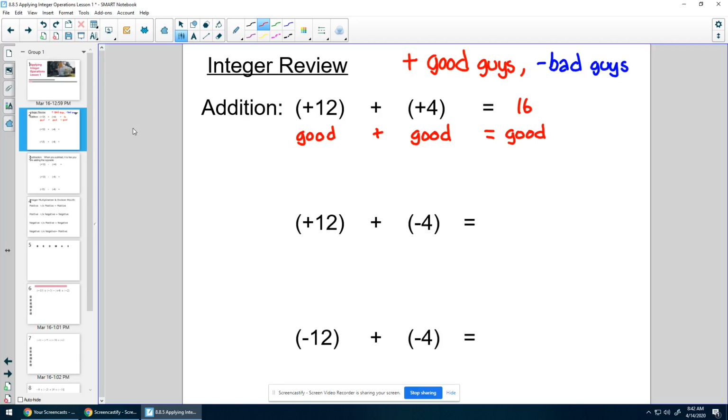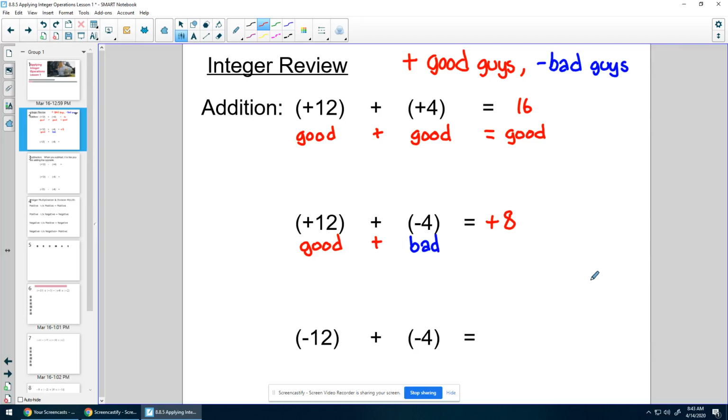Okay, next one. We have positive 12, good guys, plus negative 4, bad guys. So now, we look at this. We have two different teams. Which is the bigger team? Well, that's the positive, right? So we know that our answer has to be positive. And then we look at the difference between 12 and 4. What's the difference between 12 and 4? 8. So our answer is positive 8.